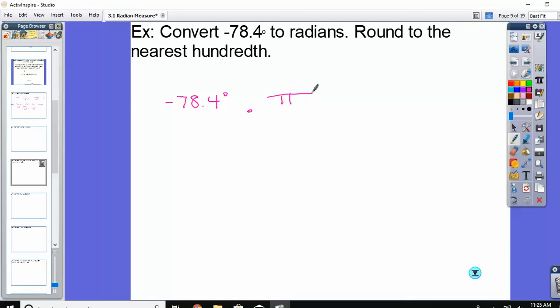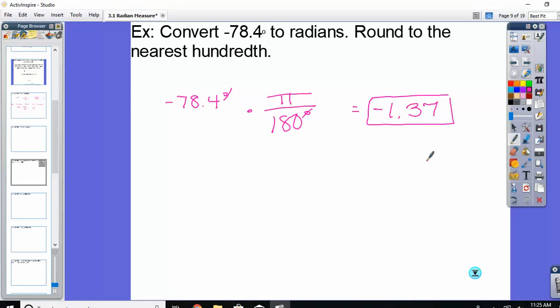Change it to radians, so multiply by pi over 180 degrees, so the degrees cancel. And I want you to type in everything this time. So negative 78.4 times pi divided by 180. Hundredth is how many decimal places? So rounding appropriately, it's negative 1.37. We get that?